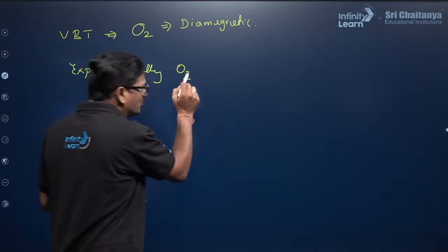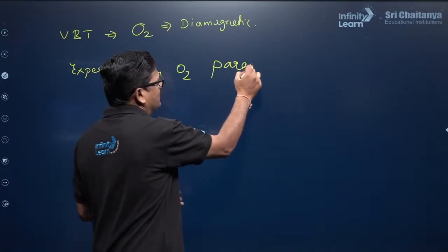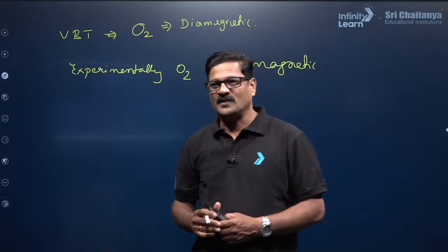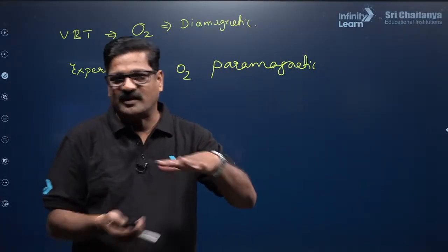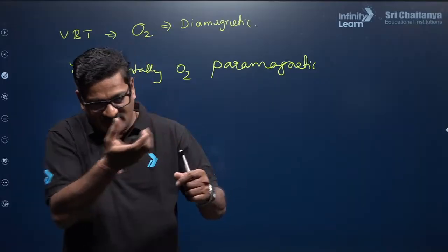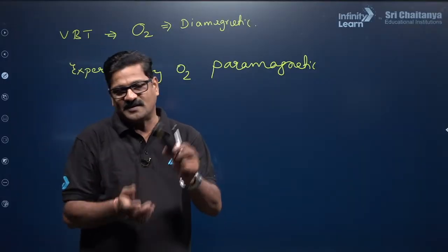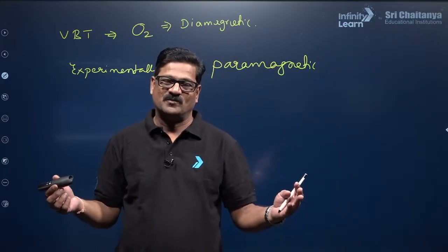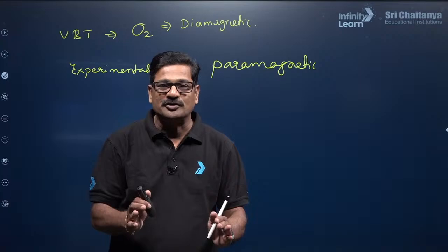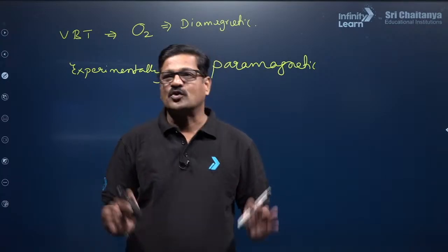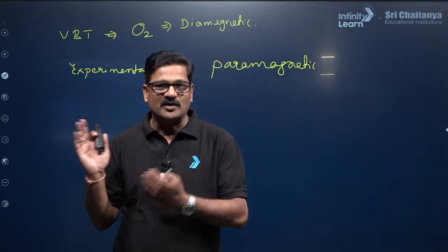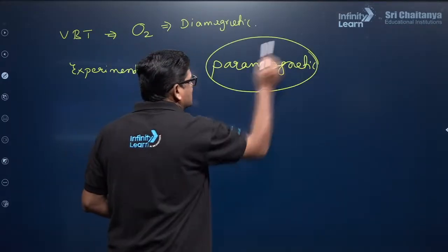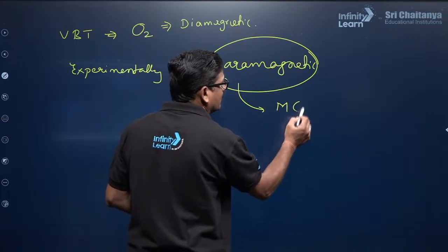Oxygen is paramagnetic. Do you know that? What is the meaning of paramagnetic? If a substance is placed in an external magnetic field, if this substance is attracted by the external magnetic field, then the substance is said to be paramagnetic, and the phenomenon is known as paramagnetism. And oxygen, practically, is paramagnetic, but valence bond theory cannot explain it. And the paramagnetic behavior of oxygen is explained by using molecular orbital theory.